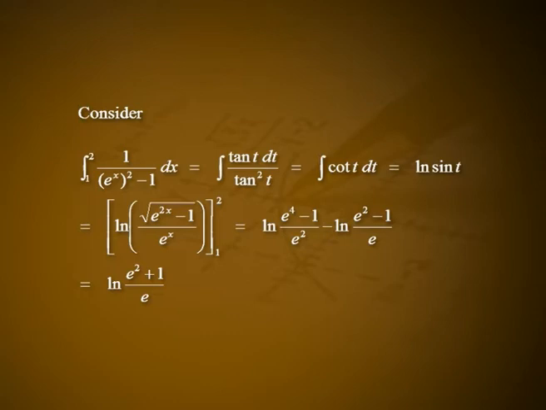between the limits 1 to 2, which is equal to log of the square root of e⁴ − 1 divided by e² minus log of the square root of e² − 1 divided by e. Thus, the length of the curve S is equal to 1 + 2 log((e² + 1)/e).